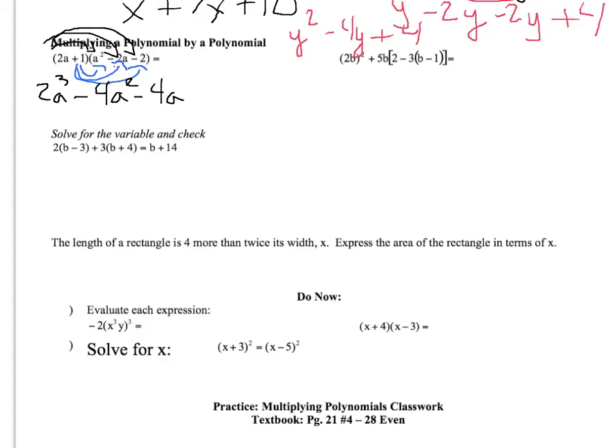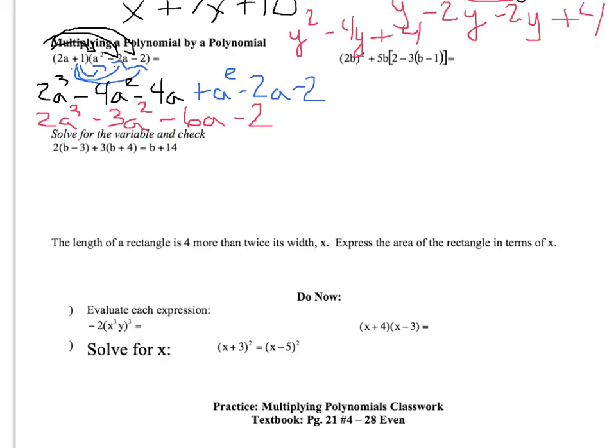Now when you do the 1 into all 3 spots, 1 times a squared is a squared. 1 times -2a is -2a, and 1 times -2 is -2. Finally, combine like terms. The only cubed is a 2a cubed. -4a squared plus a squared is -3a squared. -4a minus 2a is -6a, and then your only constant is a -2.